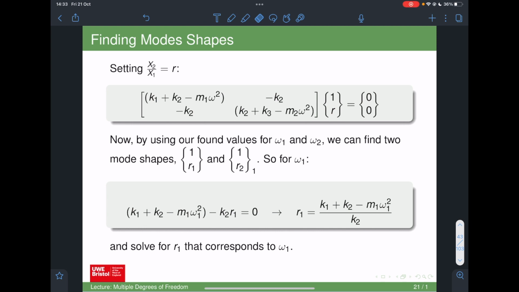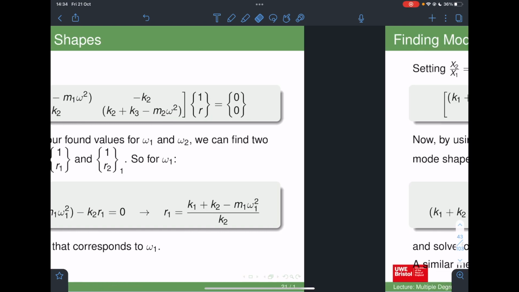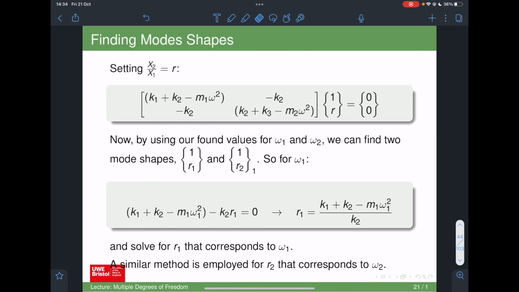So R1, quite clearly, is just that quantity there. You could do it by solving this other equation, K minus k2 times 1 plus this quantity times R, but obviously it's a bit more complicated. You've got to multiply R through to solve it, but you end up getting the same thing. That mode shape will then correspond to omega 1, and then you do the same thing for omega 2. A similar method is employed for R2, which corresponds to omega 2.